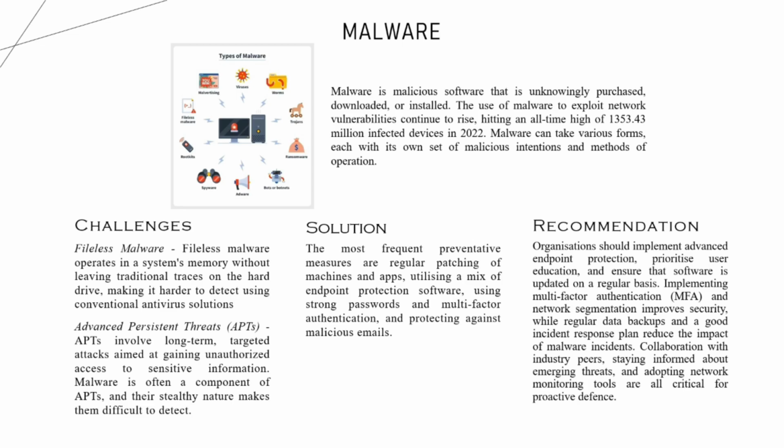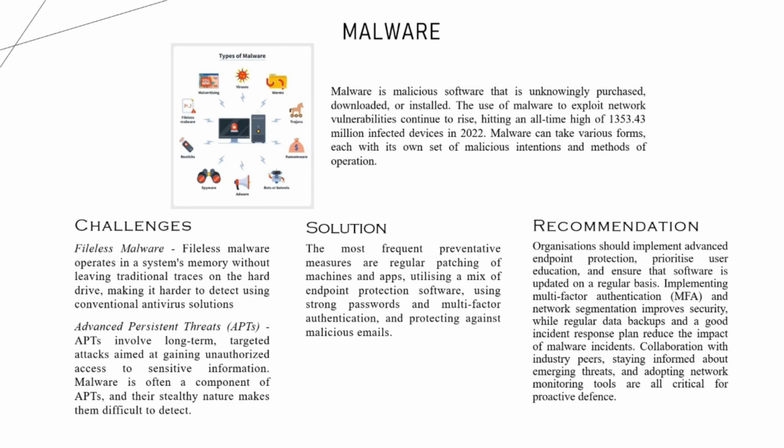The challenge: fileless malware. Fileless malware operates in system memory without leaving traditional traces on the hard drive, making it harder to detect using conventional antivirus solutions. Second, advanced persistent threat (APT). APT involves long-term targeted attacks aimed at gaining unauthorized access to sensitive information. Malware is often a component of APTs, and their stealth nature makes them difficult to detect.